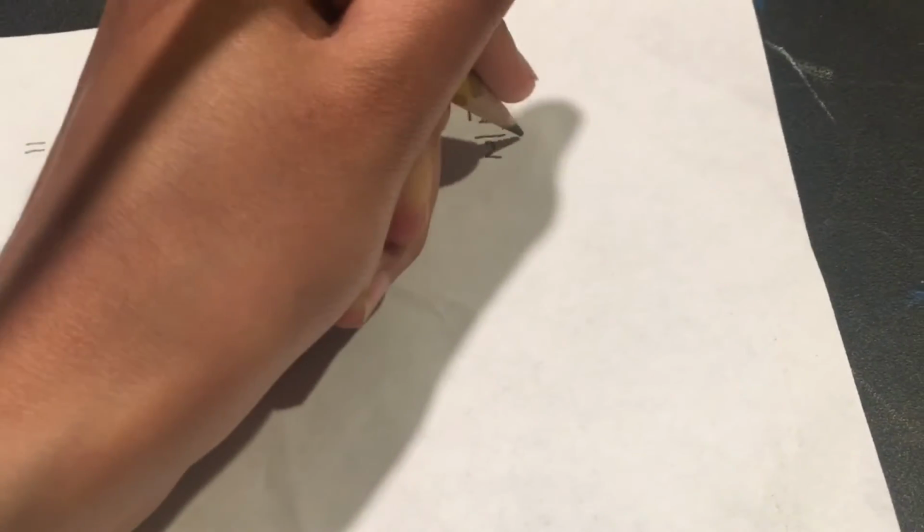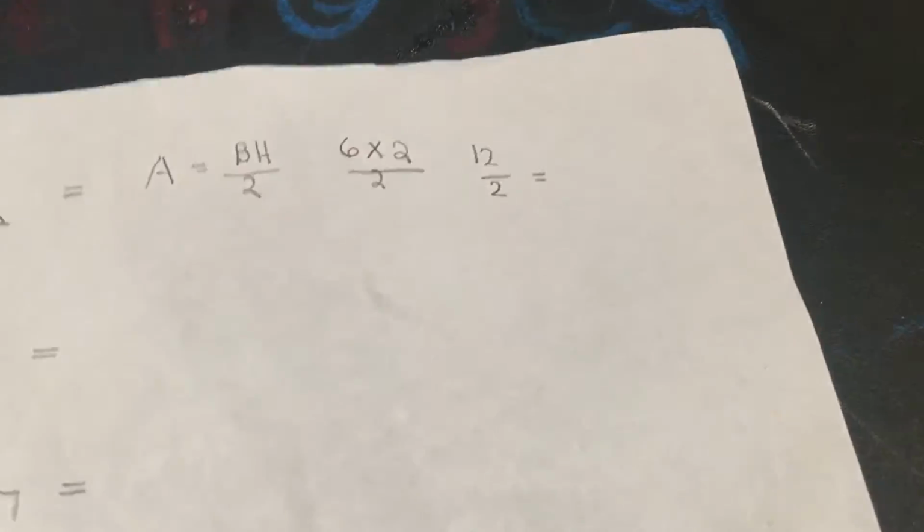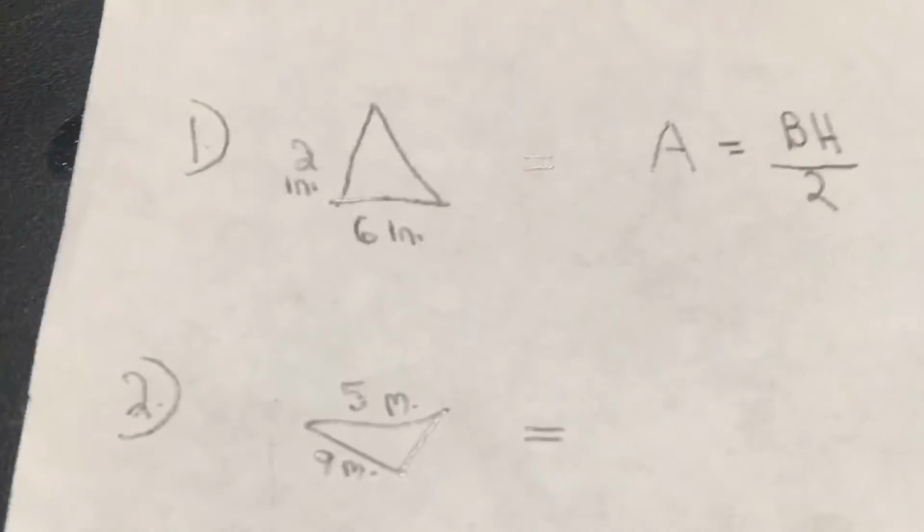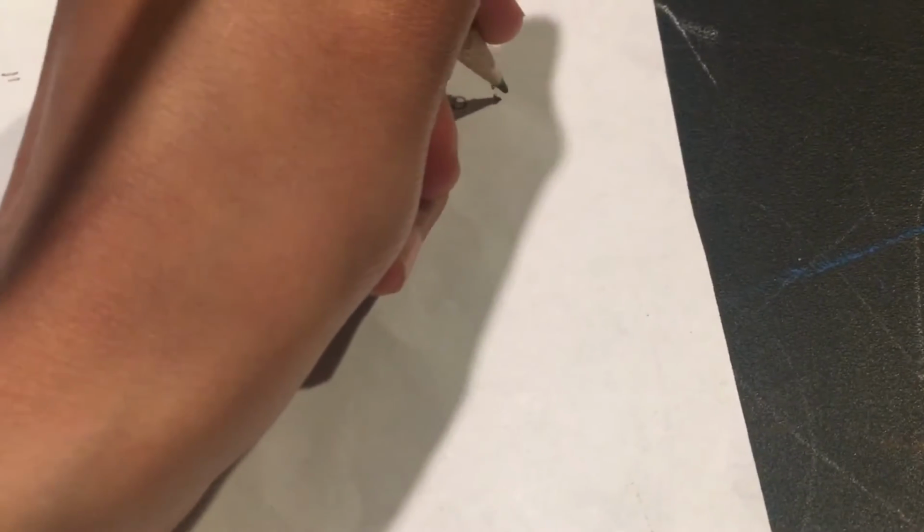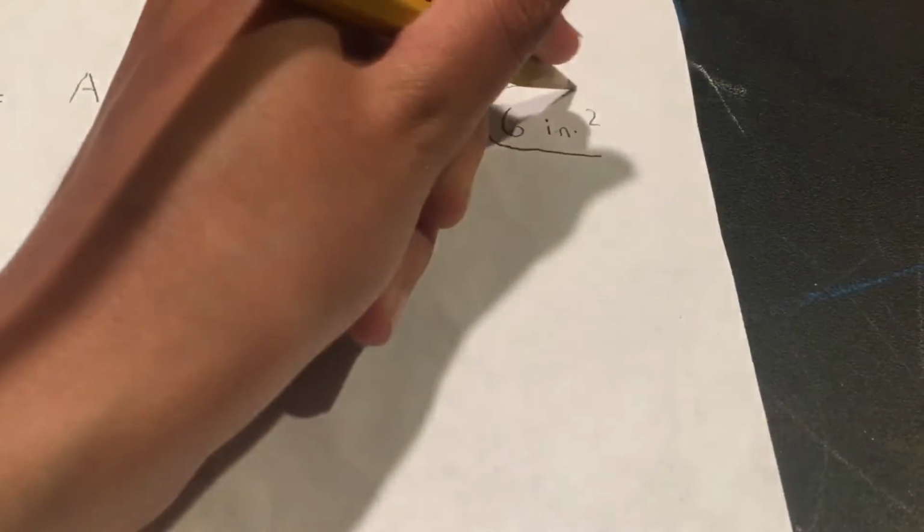Okay? Next, we're going to multiply 6 times 2. That's 12 over 2. Next, we're going to divide 12 by 2, and that gives us 6. And our unit of measure is inches, so we're going to use inches. And remember, for any area problem, you're always going to be doing squared, because that's how area is. So our final answer is 6 inches squared.